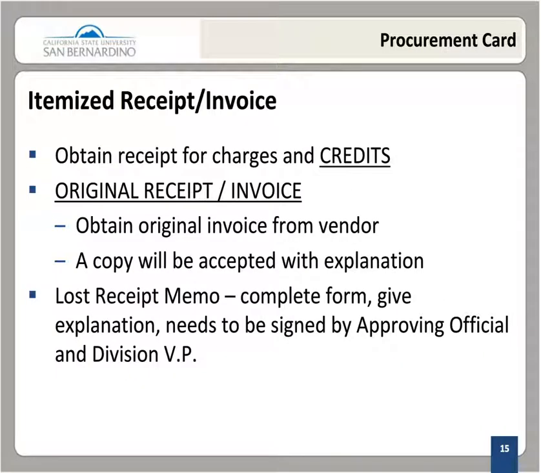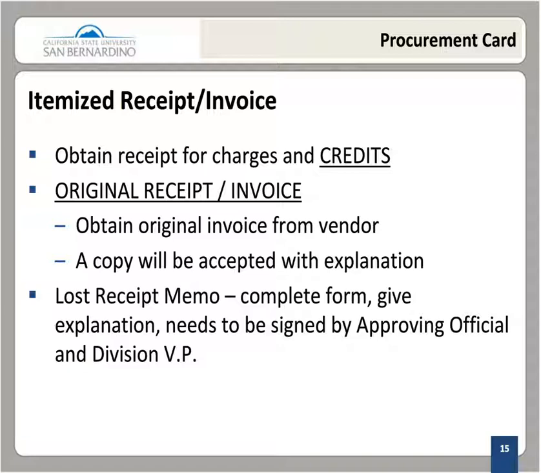Itemized receipt invoice. You want to make sure that you obtain your receipt for charges and credits. You want to make sure that you have the original receipt or invoice. If for any reason you have to fax a copy of the receipt, the purchasing office will accept that faxed copy along with a copy of an explanation why the copy is being sent in place of the original receipt.